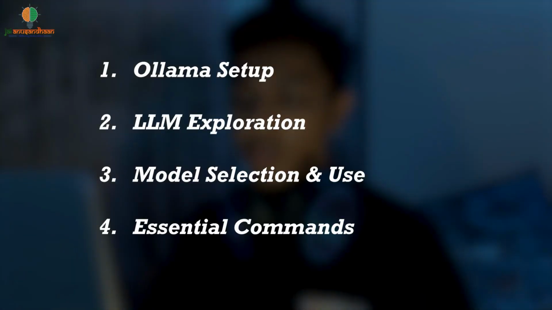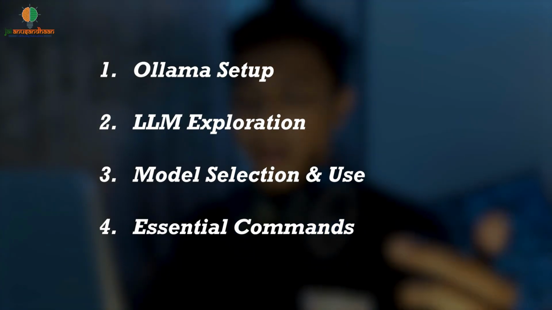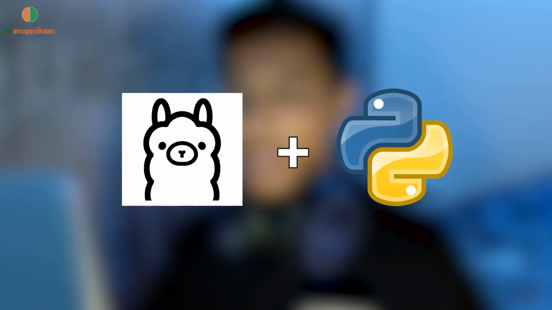So, what did we cover today? We downloaded and installed Ollama, explored various LLM models, selected one based on our PC specs, downloaded it, and used it right from the command prompt. We also looked at some essential commands. And the most exciting part, you can integrate these offline large language models into your Python programs. Imagine building your own AI chatbot that works completely offline with full privacy and zero latency. I'll definitely be making a detailed video on that soon.